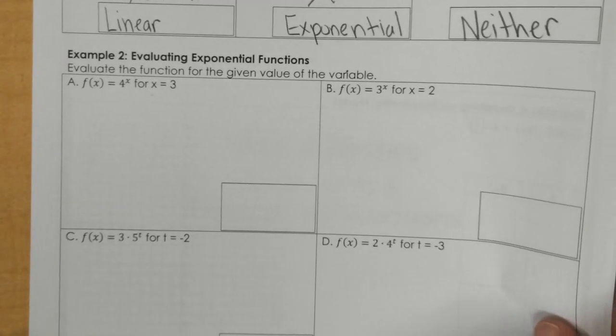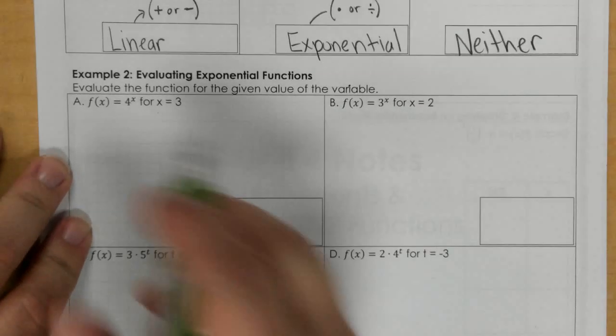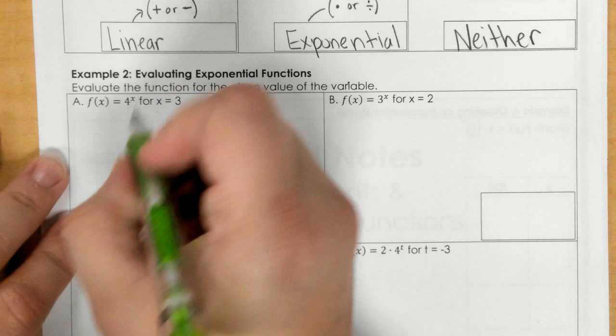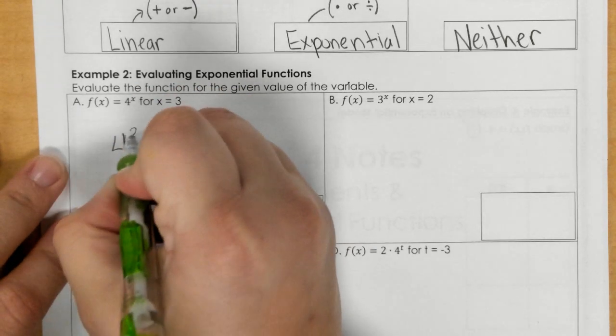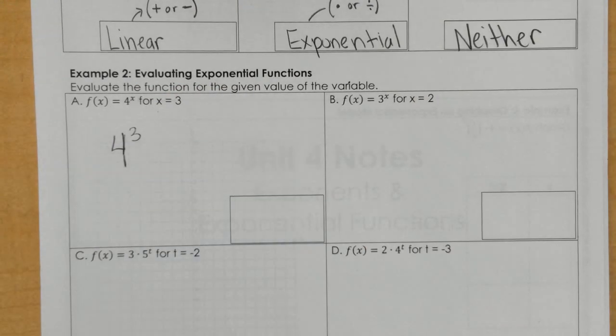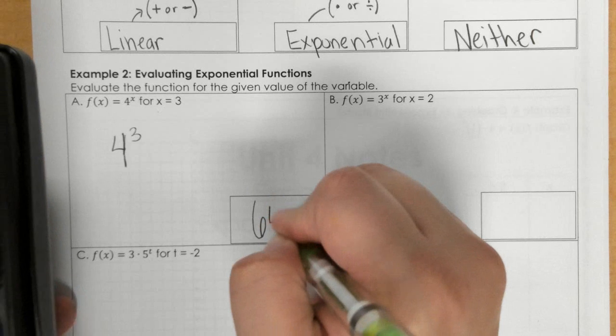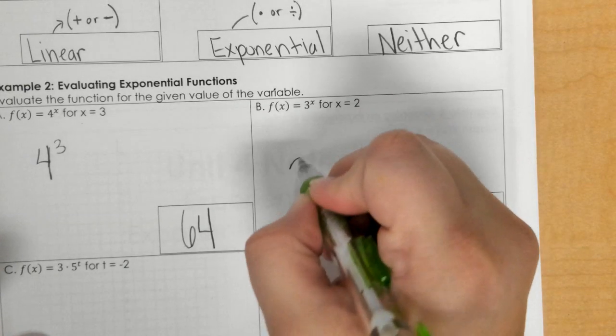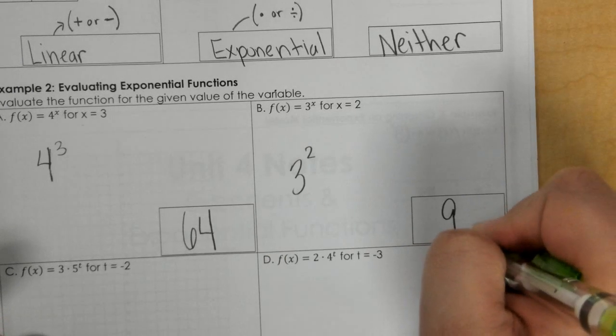Alright, for example 2, we are just plugging in 3 for the x in the expression here. So 4 to the 3rd power would be 4 times 4 times 4. So that's 64. Here, put a 2 in for x, so 3 squared is 9.